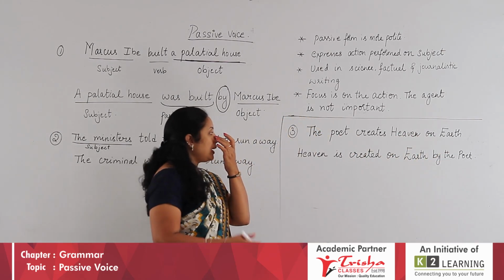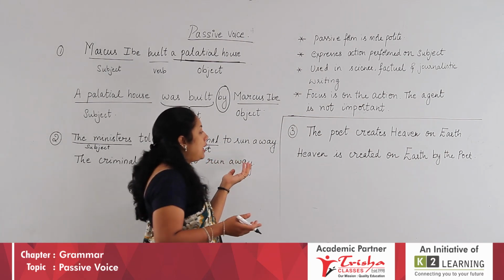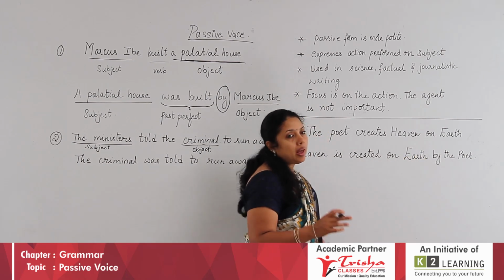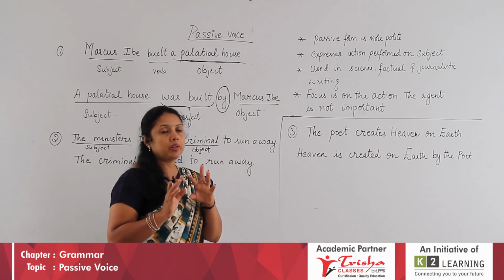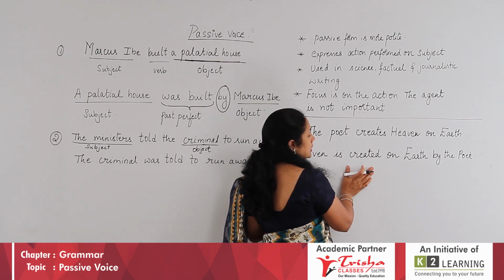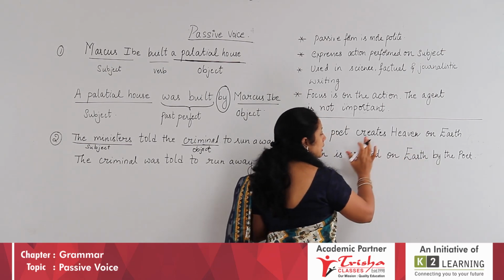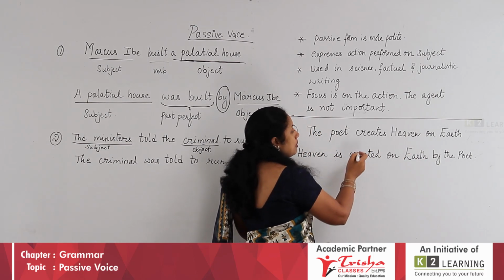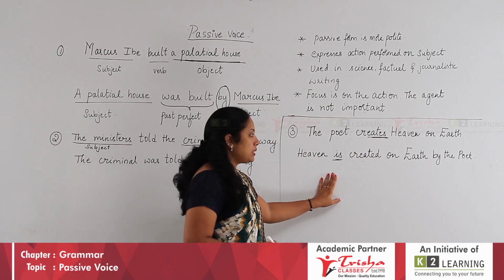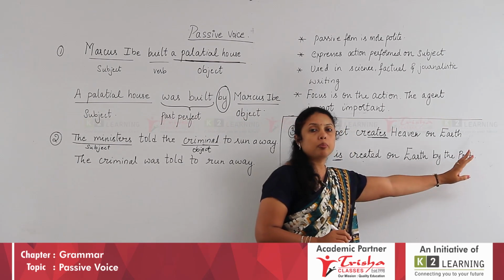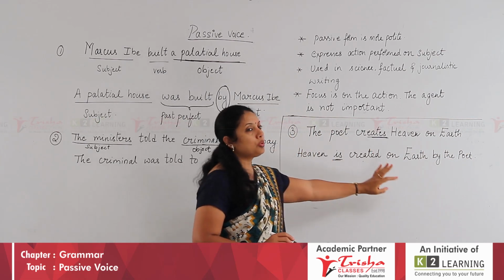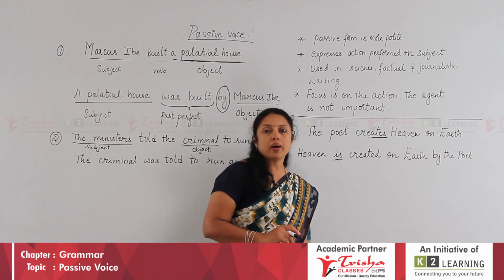And here when I change it to passive voice, I have heaven is created on earth by the poet. I have not taken the poet into the beginning. So I have just written heaven is created on earth. All these have to be here, is created, because it is creates here. So I have put it in the same tense, the simple present tense, by the poet. So the poet becomes less important and less vital. So this is how you change from active voice to passive voice.